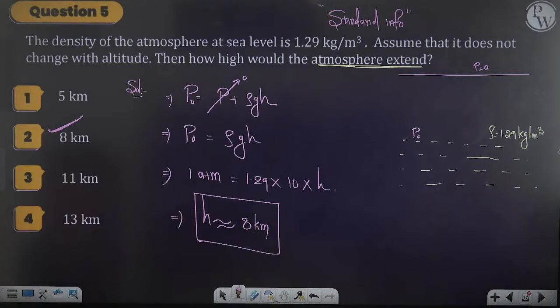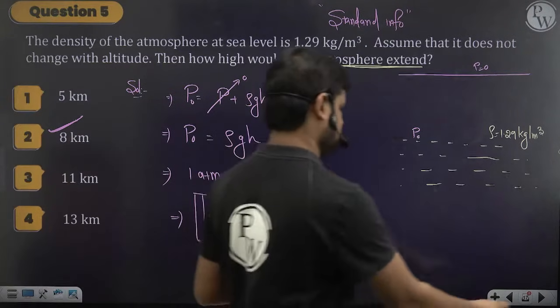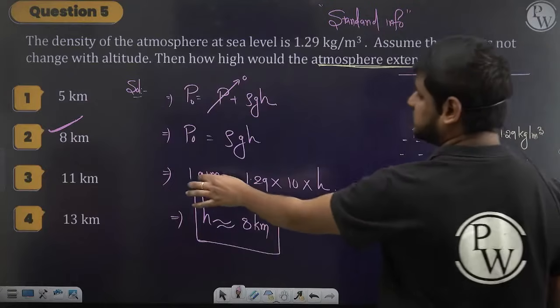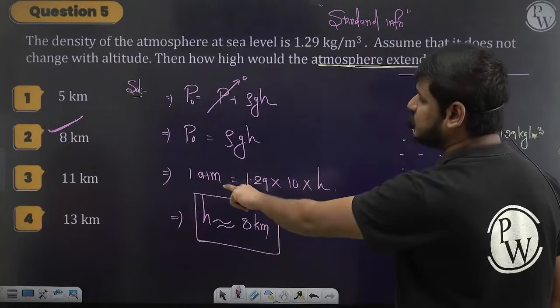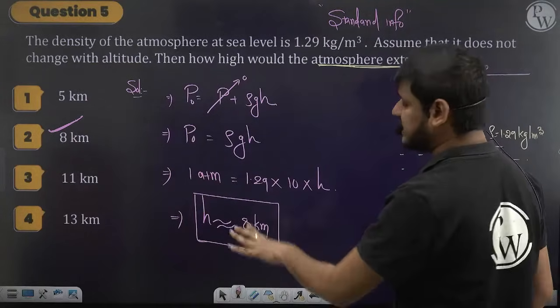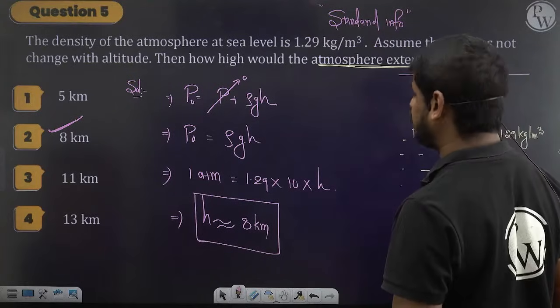Done. Let's move further. Done, everyone? If you want, you can do the calculation. See, this 1 atm, you can just write 10 to the power 5. Then you can calculate that. Okay, now done.